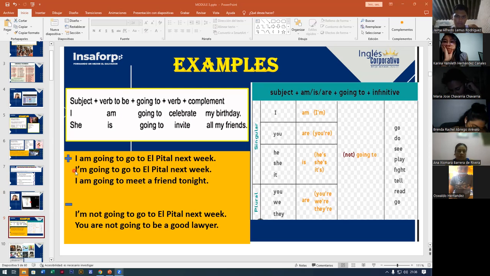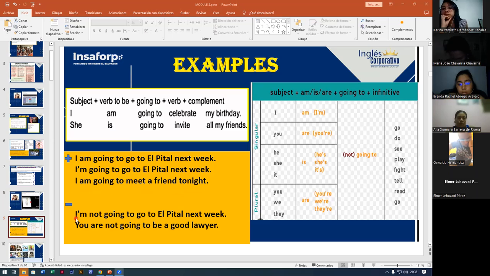It's also possible you can make a contraction to say am. Substitute I am with I'm. I'm going to go to El Pital next week. Or another case will be I am going to meet a friend tonight. In a negative form, it will be like this. I'm not going to go to El Pital next week. So in a negative, you have subject, verb to be, negative form not, going to, base form of the verb, and complement. Another example will be, you are not going to be a good lawyer.